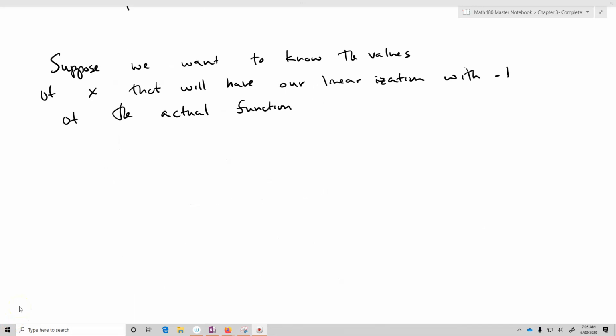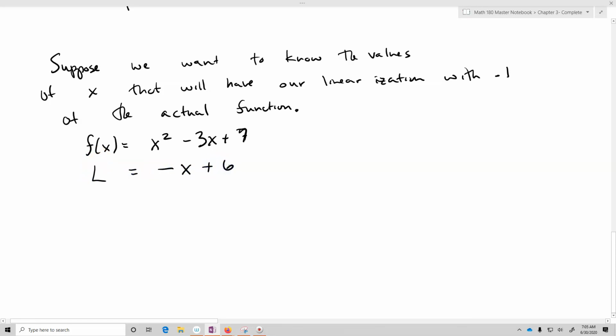So suppose that we wanted to know the values of x that will have our linearization within 0.1 of the actual function. Let's say, for example, this is one of those things that we want to do. We want to create an error bound around the values of the function of 0.1, and see what values of x will allow us to be within that value. So let's take a look at our function. Our function is f of x equals x squared minus 3x plus 7. And our linearization will be L equals negative x plus 6.